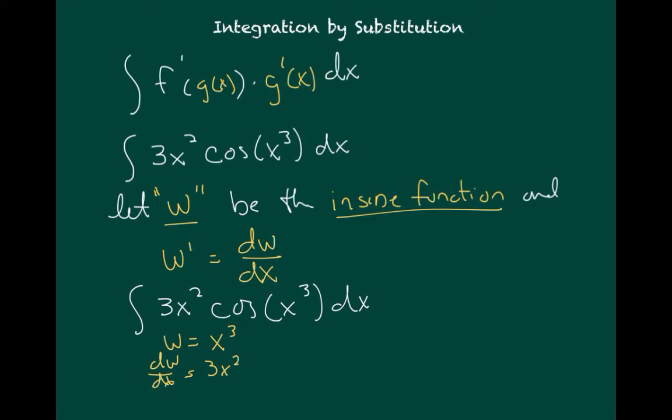Now the way this works is that we only want to have w's over on the left side of the equal sign and all the x's over on the right side. So I'm going to take the dx that was in the denominator and multiply both sides by dx.